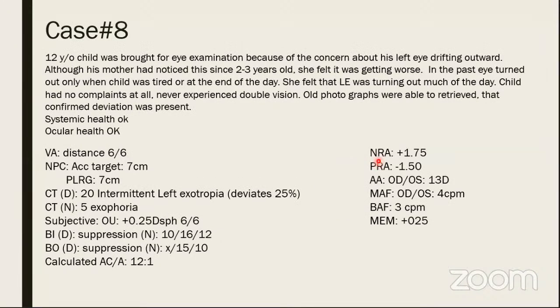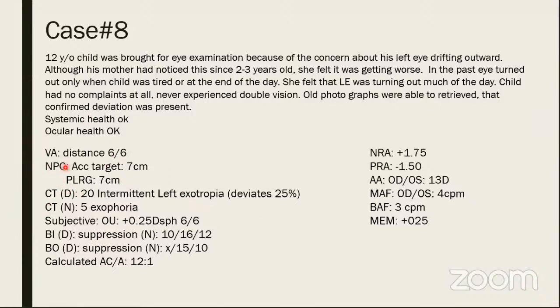So now, next case. A 2-year-old child brought for eye examinations because of the concern about his left eye drifting outward. Although the mother has noticed since 2 to 3 years old, she felt it getting worse. In the past, the eye turned only when the child was tired at the end of the day. She felt that the left eye was turning out. Now let's see the findings.